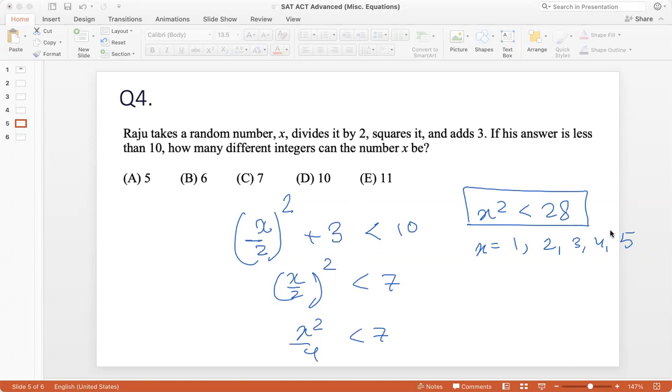squared becomes 36, right? Okay, I can also take -1, -2, -3, -4, and -5, because -1 squared is 1, -2 squared is 4, and so on. And I can take x as 0, obviously, because 0 is also an integer. So how many integer values satisfy x? 5 plus 5 plus 1, which is 11. Option E.